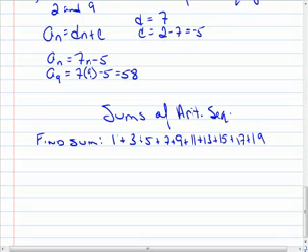This has a common difference. 1 plus 2 is 3, plus 2 is 5, plus 2, plus 2, plus 2. So it is an arithmetic sequence. And we have another formula.